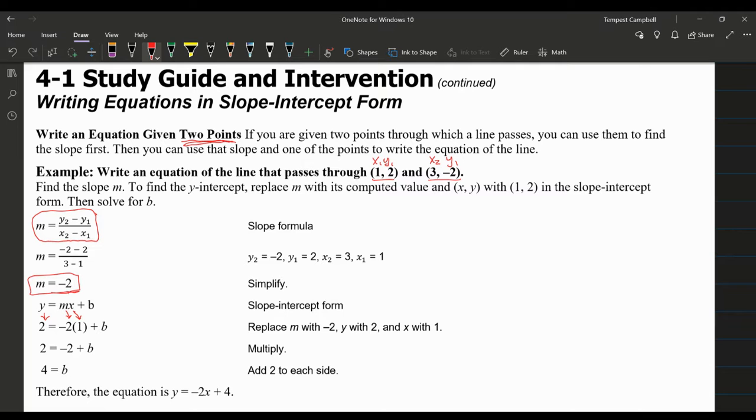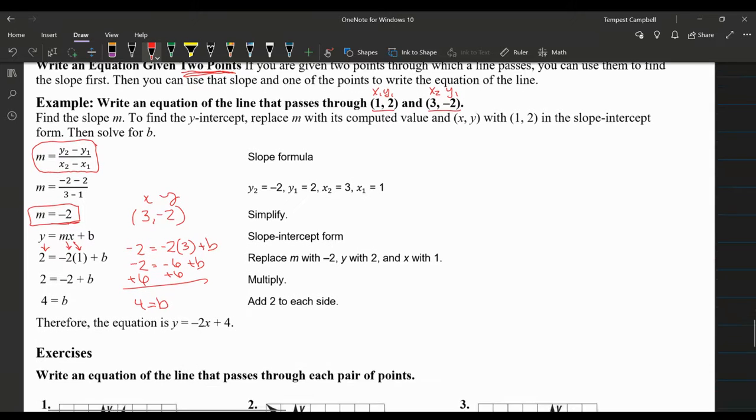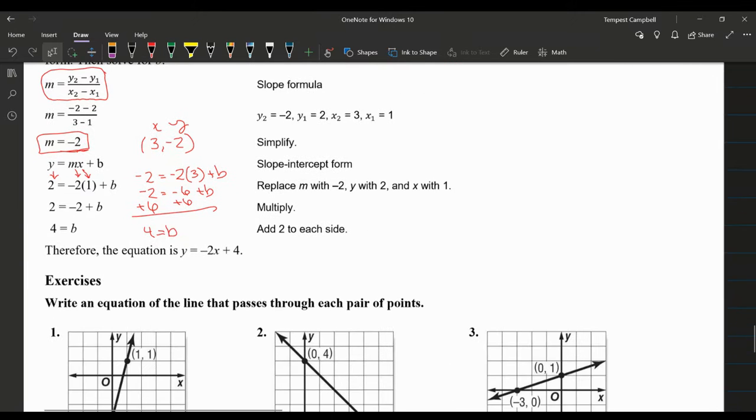And just to show you that it doesn't matter which point we use, let's do the next point, which is 3 and negative 2. So x, y. So if we have negative 2 equals our slope, which is negative 2, times x, which is 3, plus b, we get negative 2 equals negative 6 plus b. We're going to add 6 to both sides. And look, we get 4 equals b. So it doesn't matter which point we plug in, as long as we pick a point that was given.